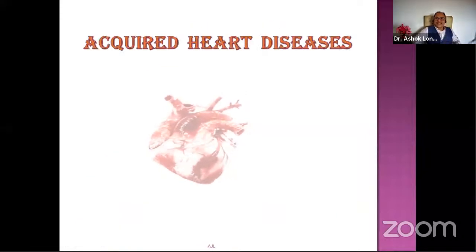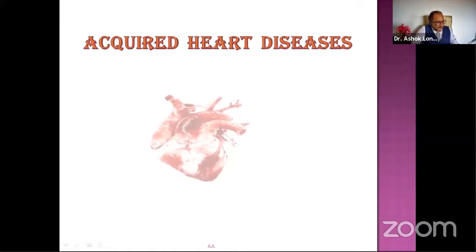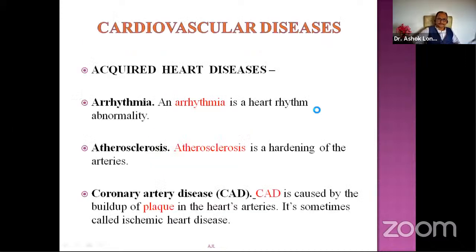Now let us go to acquired heart disease. Acquired means, we have seen most of the congenital conditions, not all, because there are genetic disorders also, and some disorders in congenital life due to some enzymes that I have not considered right now. So, acquired heart diseases. First start with arrhythmia. In short, arrhythmia is where the rhythm is lost or abnormal.